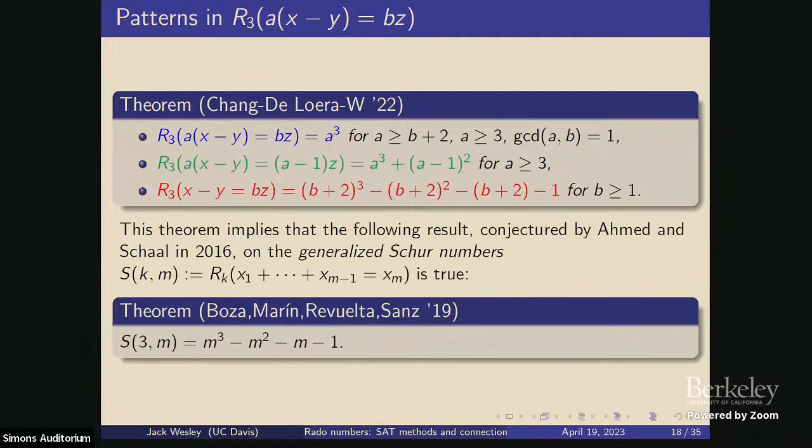Okay. And I should mention that this last result was conjectured by Myers in his thesis, and it implies this other conjecture on these generalized Schur numbers. The generalized Schur numbers are just the Rado number for an equation that looks like the Schur equation, but with more variables. And this was proven in 2019, although our result is slightly stronger.